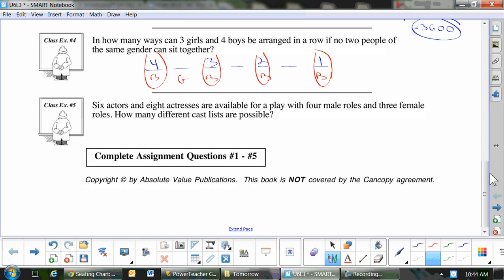Now it's girl, girl, girl. How many girls can sit in the first one? 3, 2, 1. What's another way I could write this? Yeah, 4 factorial times 3 factorial.